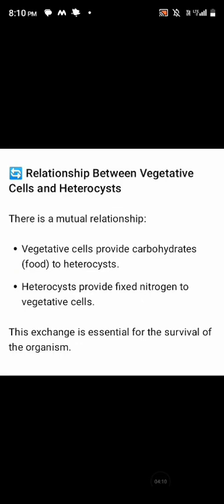Relationship between vegetative cells and heterocyst. There is a mutual relationship. First, vegetative cells provide carbohydrates, which means food, to heterocysts. Second, heterocysts provide fixed nitrogen to vegetative cells. This exchange is essential for the survival of the organisms.